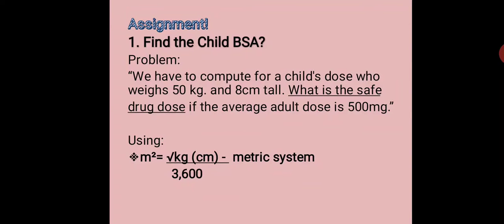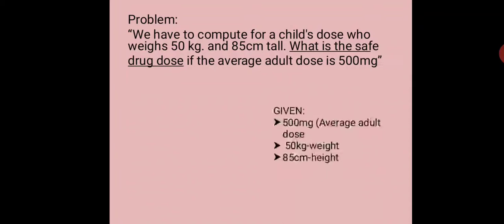The problem says we have to compute for a child dose whose weight is 50 kilograms and 85 centimeters tall. What is the safe drug dose if the average adult dose is 500 milligrams? Using the formula, BSA in meters squared is equal to the square root of kilogram times centimeter divided by 3,600. First, let's identify the givens of the problem: 500 milligrams, the average adult dose, 50 kilograms, the weight, and 85 centimeters, the height.